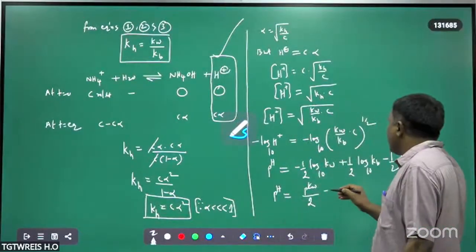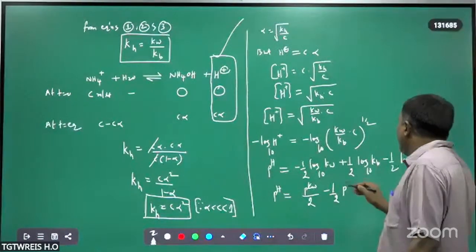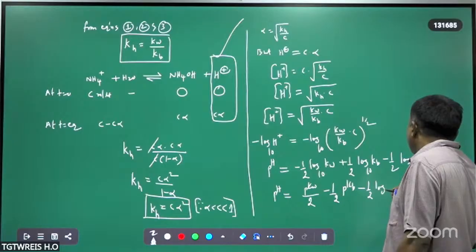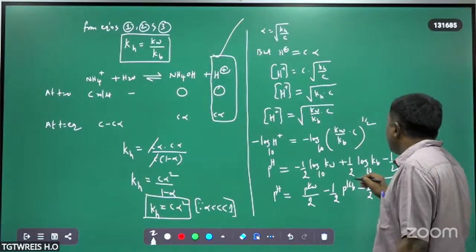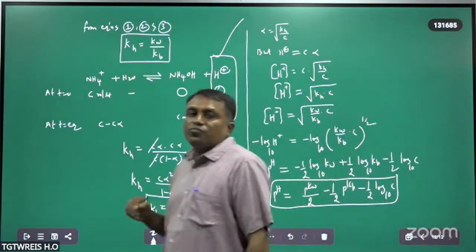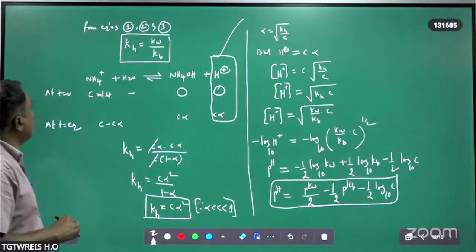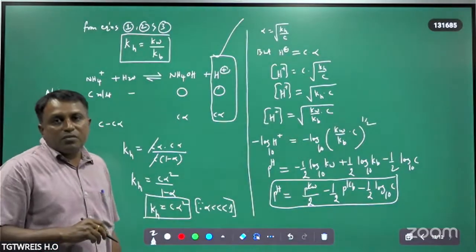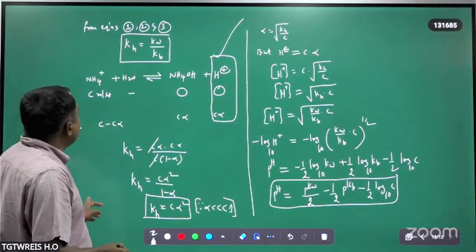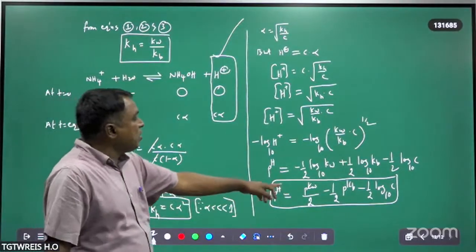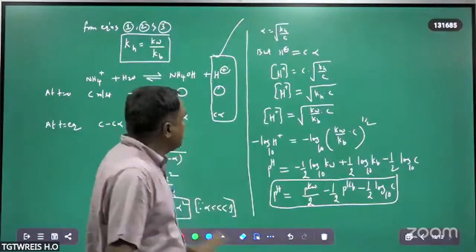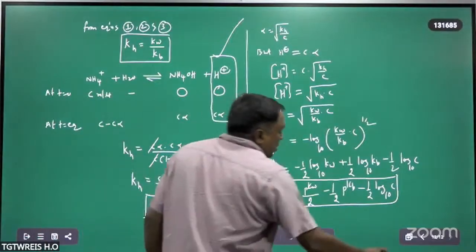So minus 1 by 2 pKb and minus 1 by 2 log C. So this is the pH of a solution of salt of weak base and strong acid. Not weak acid and strong base, that is the weak base and strong acid. So pH is equal to pKw by 2 minus 1 by 2 pKb minus 1 by 2 log C. So these are very similar.